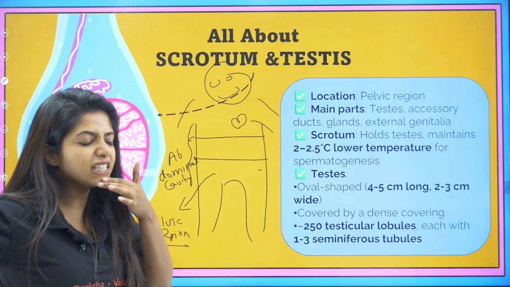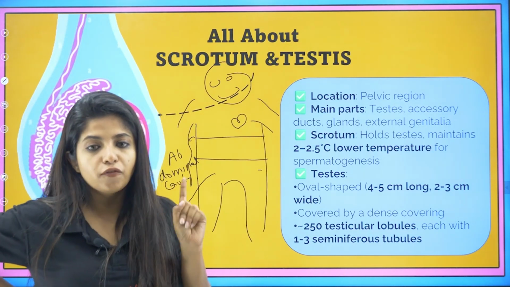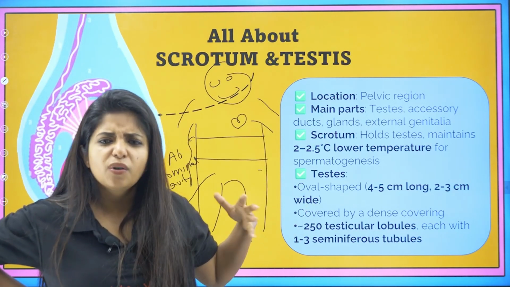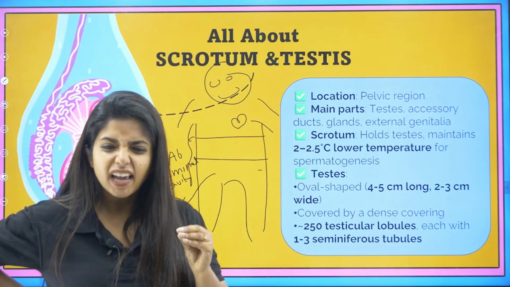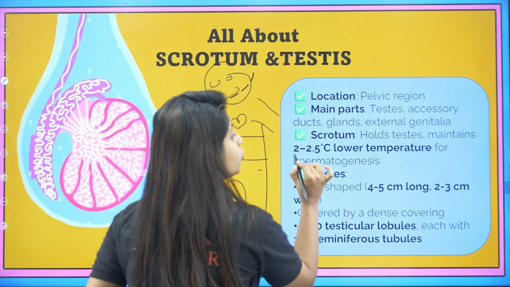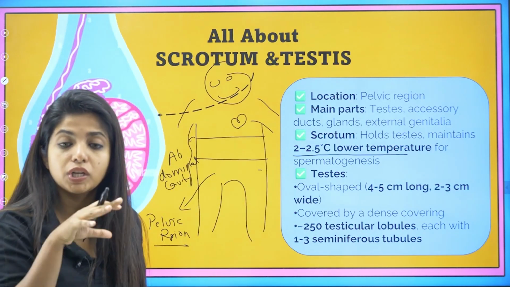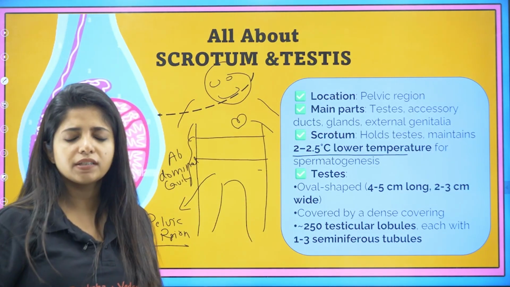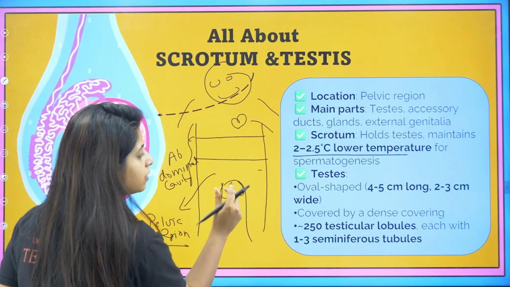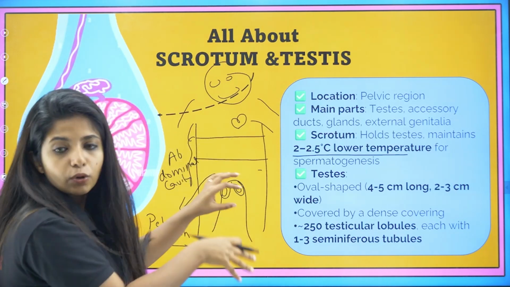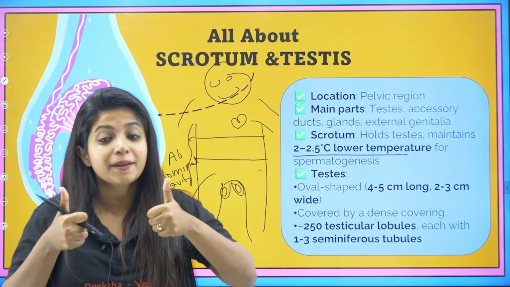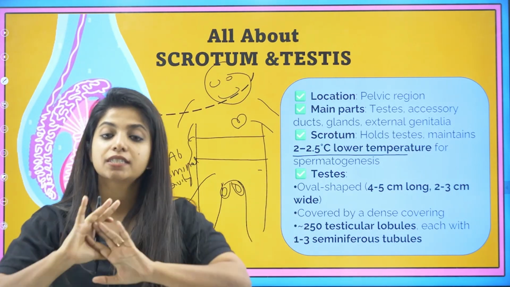And the testis says that I actually have the function of forming the sperm, and I cannot form the sperm if I am inside the human body. The scrotum asks, why? Then the testis says that I cannot form the sperms if the temperature is this high. I need at least 2 to 2.5 degrees Celsius lower temperature than the normal human body. So the scrotum says that it's okay, it's totally fine. I am going to form a sac-like structure, and within that you can be in there, but it is totally going to be outside the body as well. Will that work? The testis says, yes, I am totally happy, I am going to make the sperms.